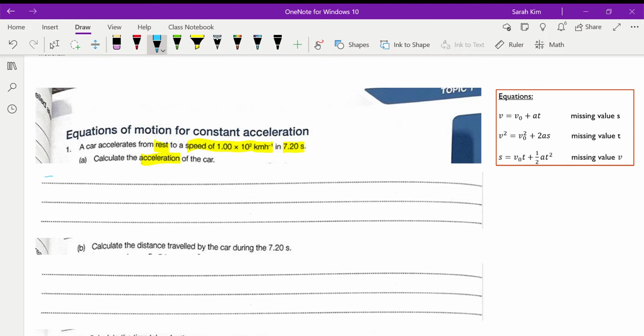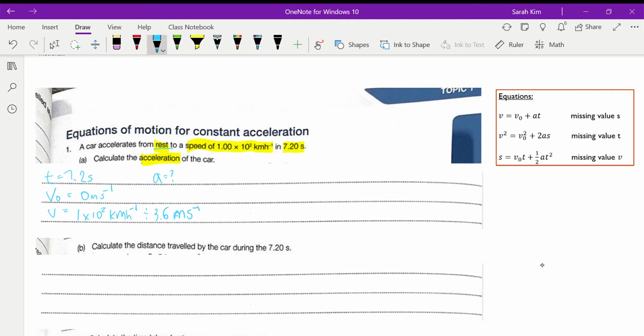So I'm going to write some stuff down. My time is 7.2 seconds. My speed, so my v naught is 0 because it's at rest. My v is 1 times 10 to the 2 kilometers per hour, and my a is the question mark. Now I'm going to change this kilometers per hour into meters per second, so it's easier to calculate, which you just divide by 3.6 to get the meters per second. I'll just leave it as that.